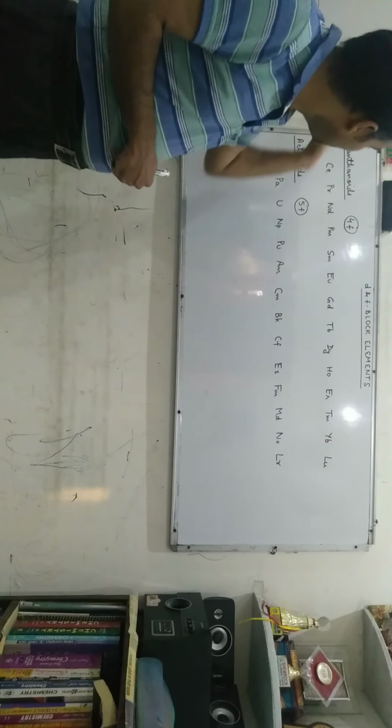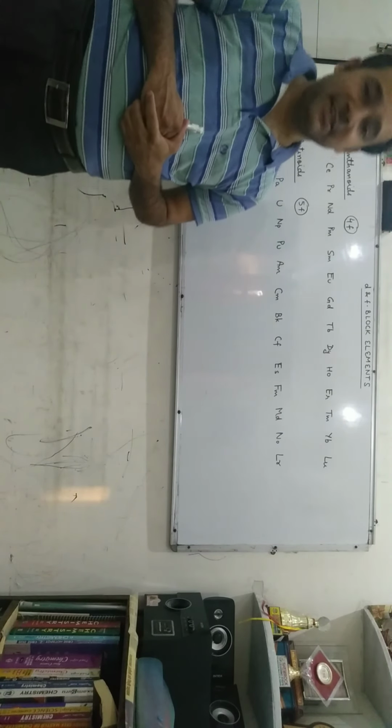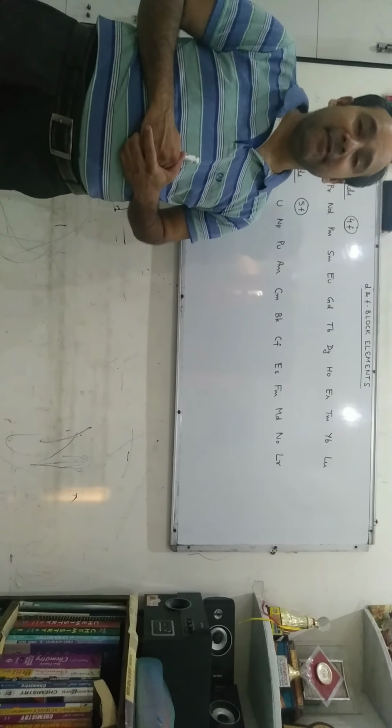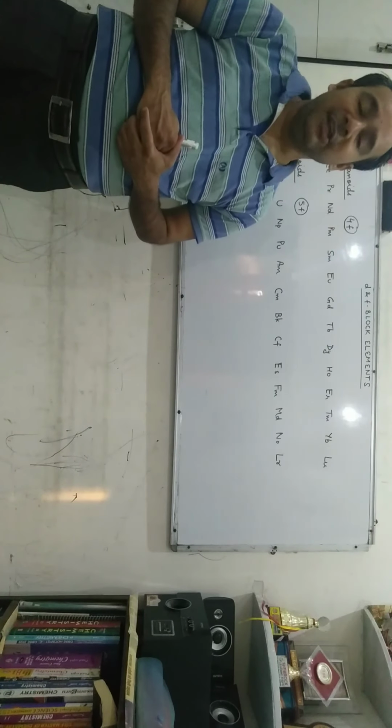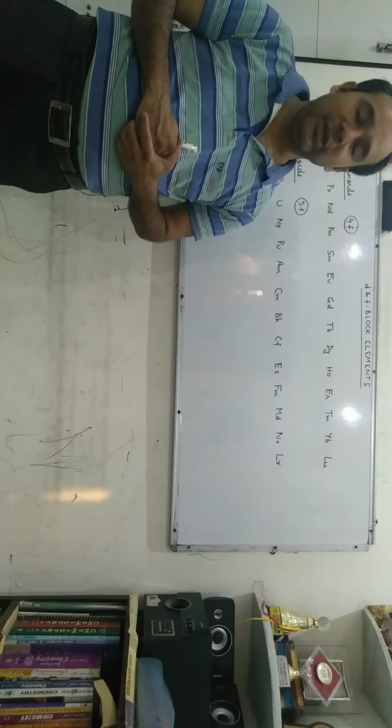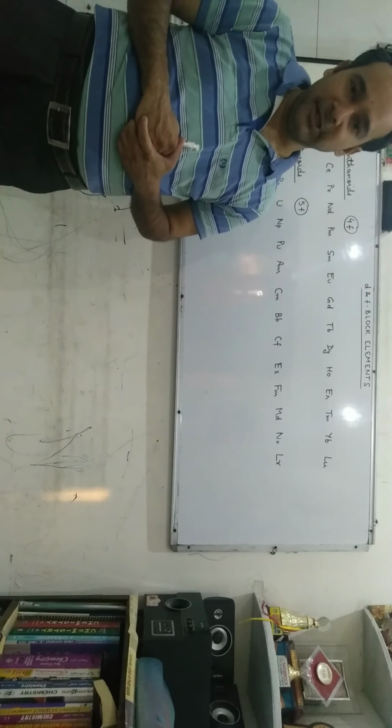Students, now let us come to the properties of lanthanoids. Number one is density. Lanthanoids have high density since all of the elements of this series belong to metals. They have strong metallic bonding between them, therefore they have high melting and boiling points.